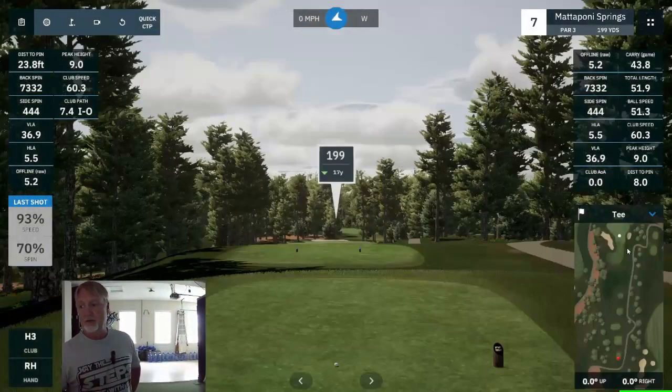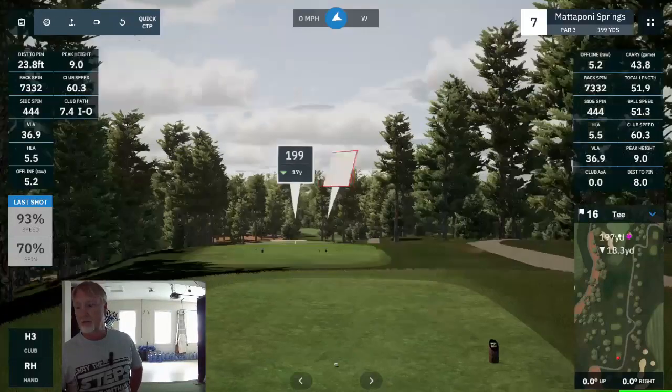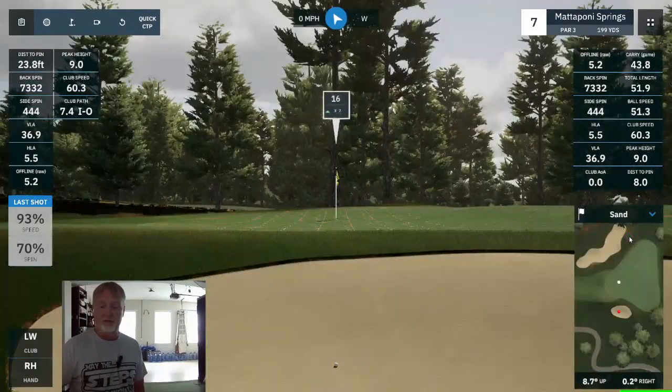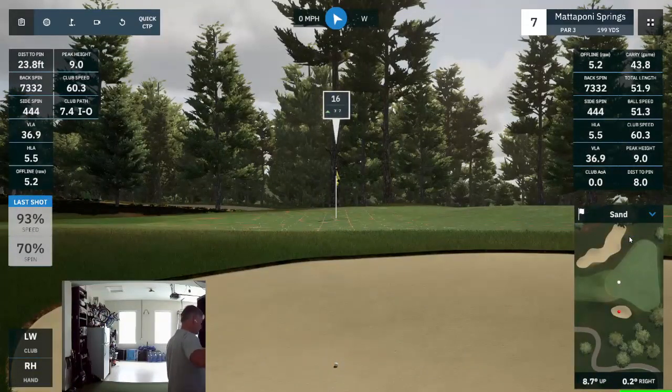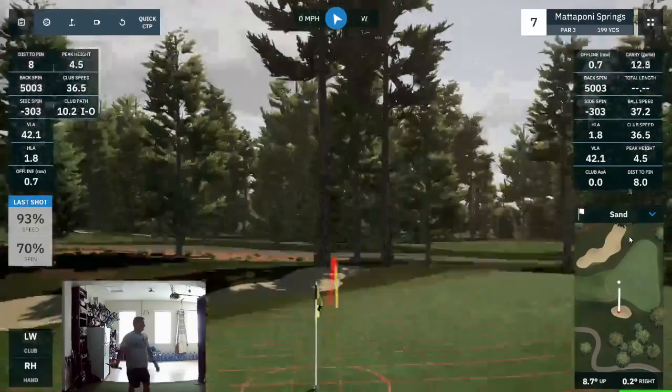Now, as you move around different locations, it's also a good idea to practice how things are going to play for you out of the sand. This is an upward lie. Look at that number, 8.7 up. So we're going to get more loft than you normally would think that you're going to get. And look at it as you come out.